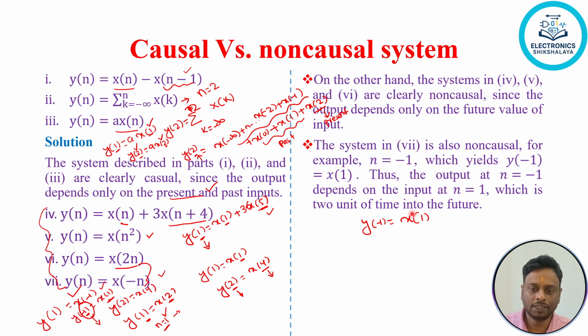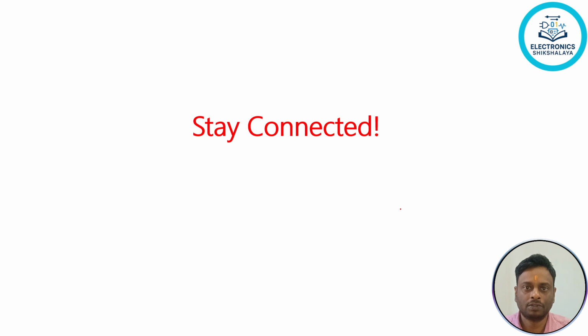So that is how you calculate whether the system is causal or non-causal. If the output of the system depends upon the present and past values of the input sample, then it is a causal system. If the output of the system depends upon the future values of input, that is a non-causal system.